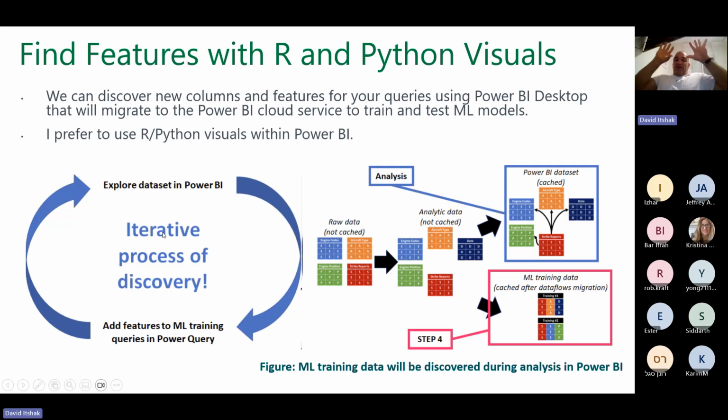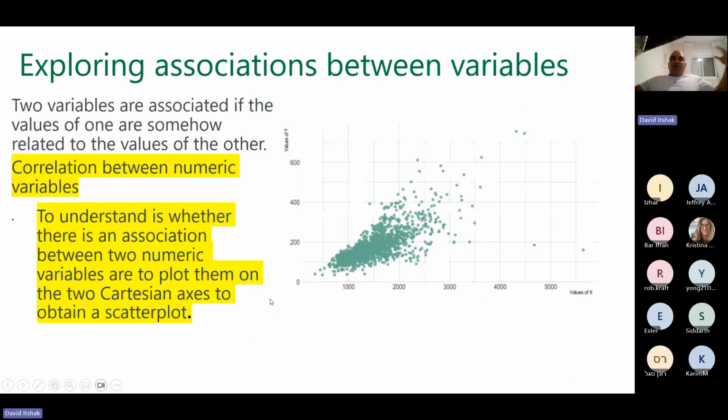So you can use Azure services, but I prefer to use R and Python visuals within Power BI. Why? R and Python are very popular. So this is the iterative process of discovery. Explore the data set in Power BI, add features to ML training. So let's see. How do you explore association between variables? Two variables are associated if the values are related to one another. So correlation between numeric values, you can see it here.